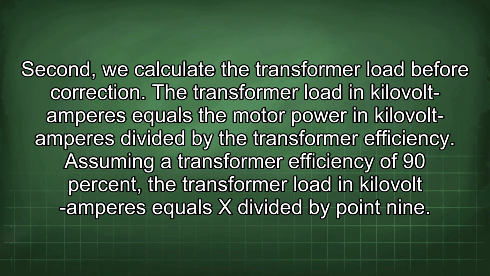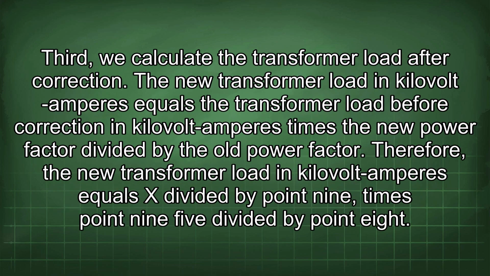Second, we calculate the transformer load before correction. The transformer load in kilovolt amperes equals the motor power in kilovolt amperes divided by the transformer efficiency. Assuming a transformer efficiency of 90%, the transformer load in kilovolt amperes equals X divided by 0.9. Third, we calculate the transformer load after correction. The new transformer load in kilovolt amperes equals the transformer load before correction in kilovolt amperes times the new power factor divided by the old power factor. Therefore, the new transformer load in kilovolt amperes equals X divided by 0.9 times 0.95 divided by 0.8.